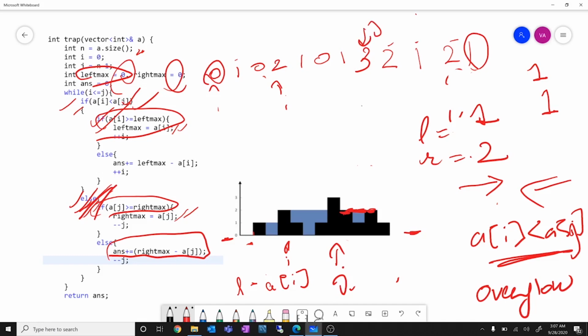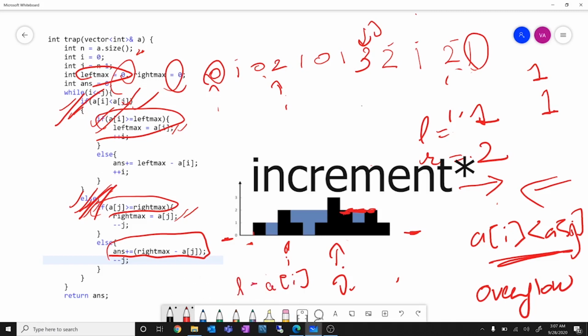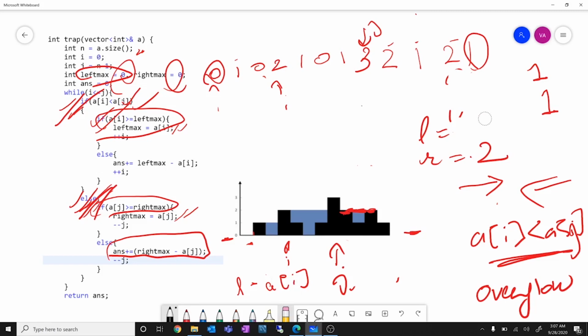In the next step, a of I is less than a of j. Yes, but is my a of I greater than equal to left max? Yes, it is. A of I is 2 and left max is 1. So I will not do anything over here and I'll simply decrement my I and update my left max. Right? So my I comes over here. Left max now becomes 2 and my I comes over here now. Right? In the next step again, the same condition is satisfied, and this time this else condition will be satisfied.